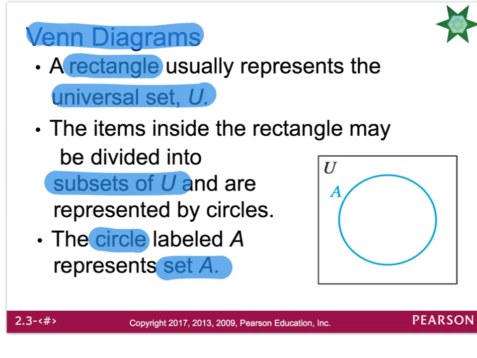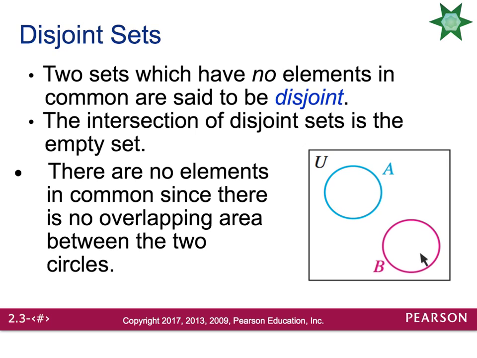And then we could use a circle for that. So for the things that we're using parts of our universe, we're going to use circles like A here. So this means A is part of the universal set, it's a subset of the universal set. So maybe U is 1, 2, 3, 4, 5, 6, 7, 8, 9, 10, etc., and then A is just 1, 2, 3, 4.